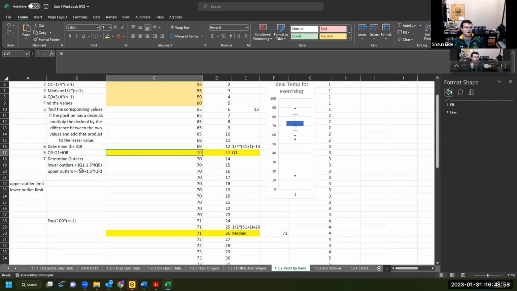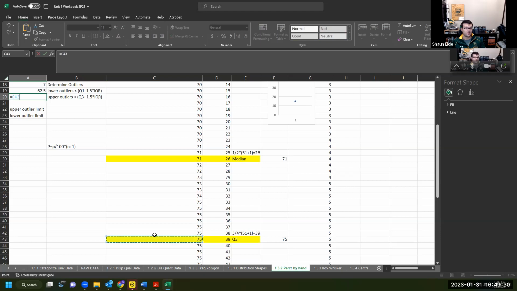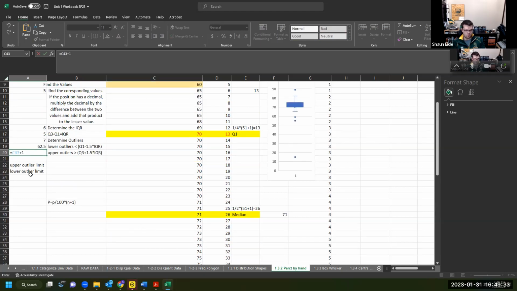Okay, and then the lower outlier is going to be Q1, so the value of Q1, which is 70, minus 1.5 multiplied by the interquartile range. So we do equals 70, minus, put this in parentheses, 1.5 multiplied by 5, which is the interquartile range. Okay, so that gives us our lower outlier limit.